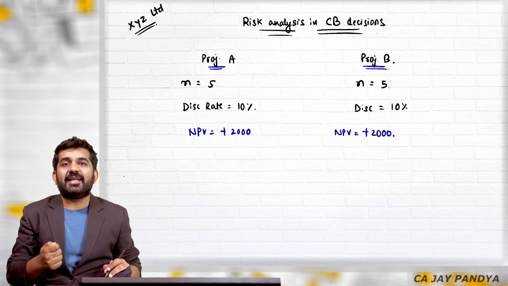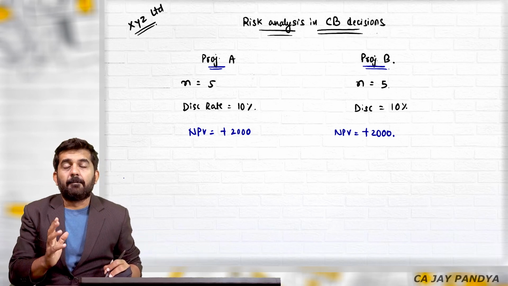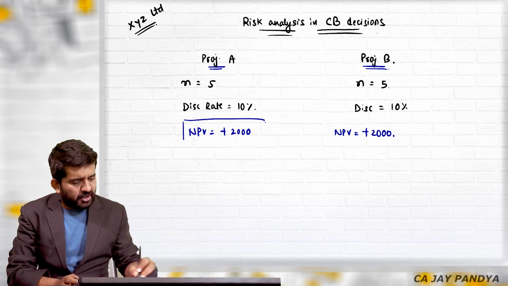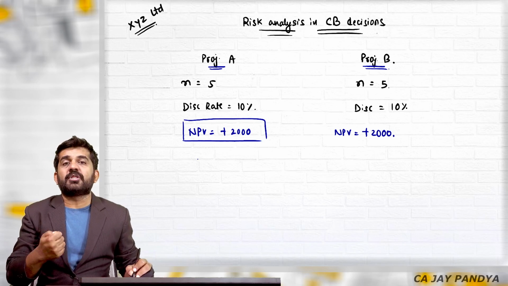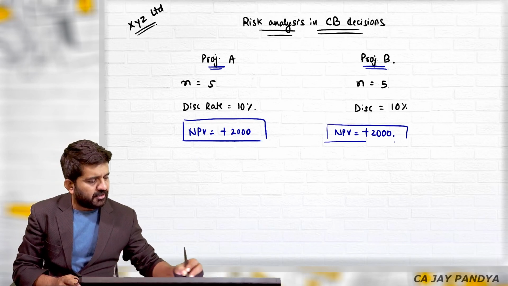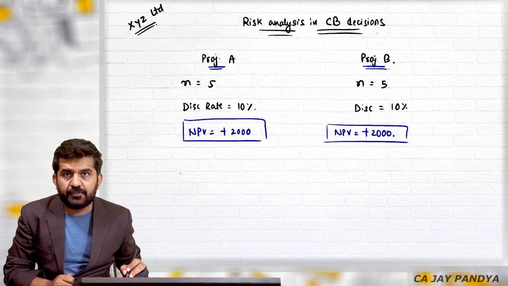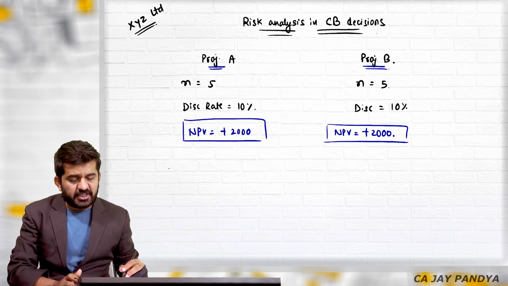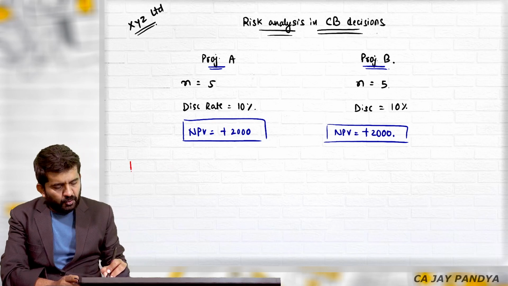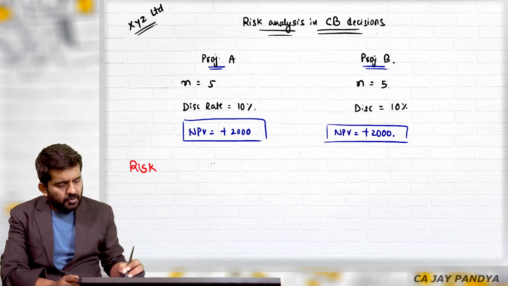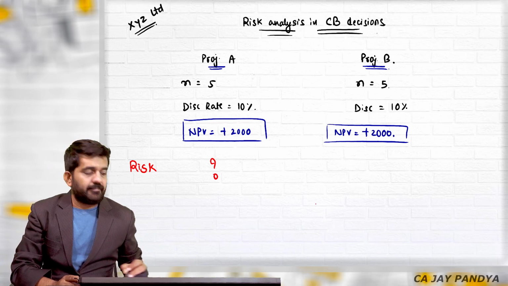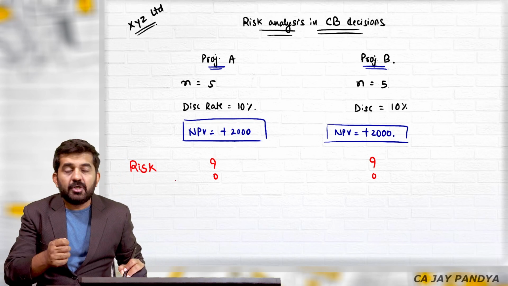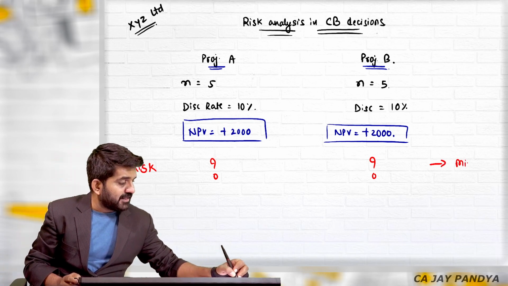The company may take up any project, but what the company is ignoring is this. Return is all right. They are earning more than 10% in Project A and more than 10% in Project B. Their NPV is the same, so the company may select either project. But what they are ignoring is, what is the risk in Project A and what is the risk in Project B? They should minimize this risk.